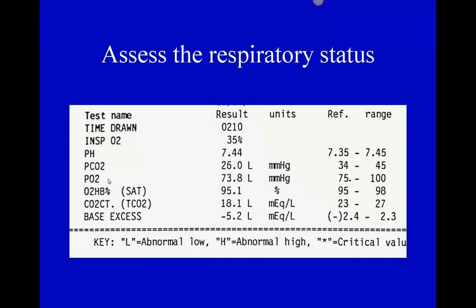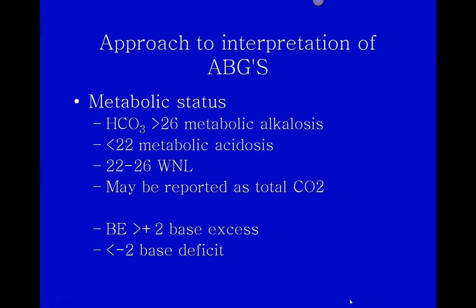When we assess the kidneys, we're going to call it the metabolic system. So let's assess metabolic status. The normal range for bicarbonate, or total CO2, if we're doing bicarb, it's 22 to 26. If we're doing total CO2, it would be 23 to 27, so similar numbers.